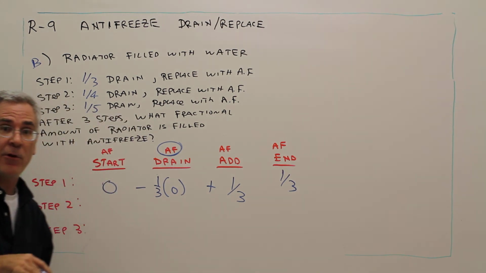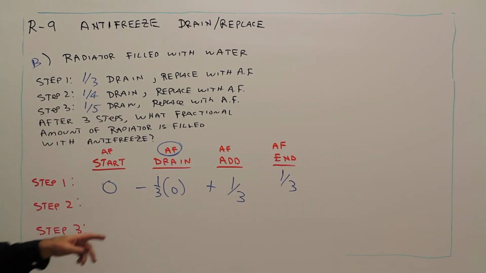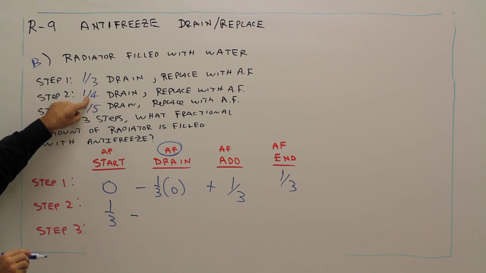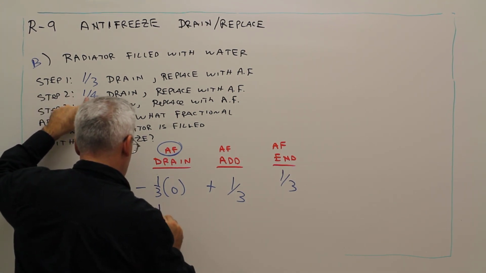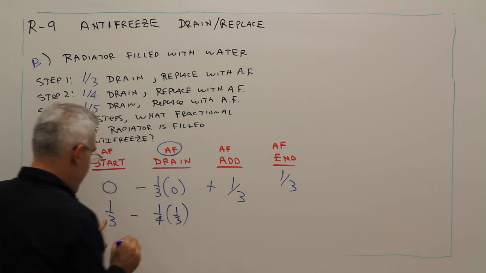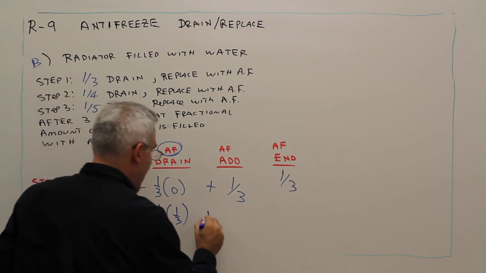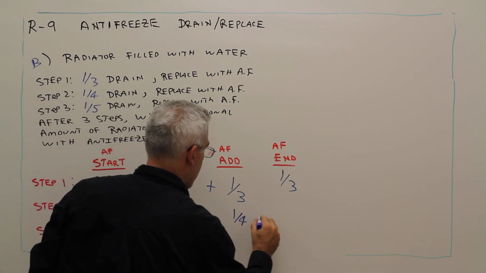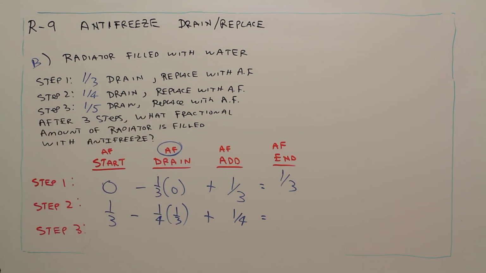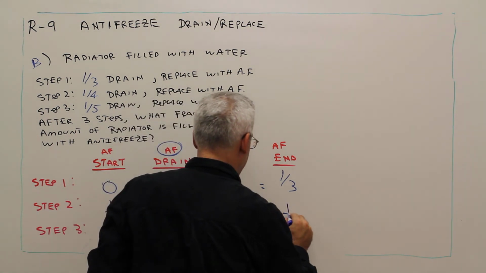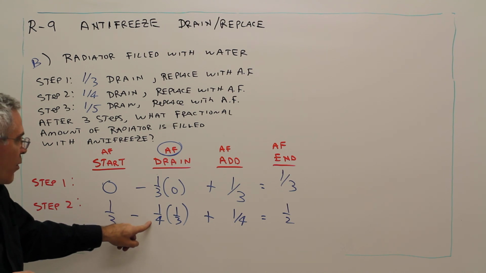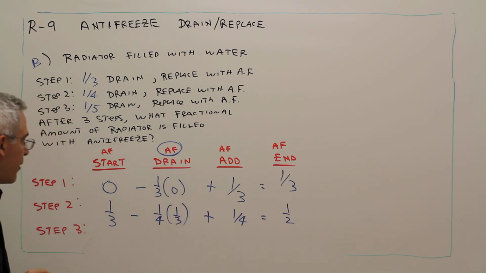Again, if you want to pause the video and work this out, I recommend that. This ending is the starting. Now we're draining 1/4 of that mixture. 1/4, and as far as the antifreeze, I got 1/3, and I'm replacing 1/4. If you do that math, you're going to get 1/2. 1/3 minus 1/12 plus 1/4.